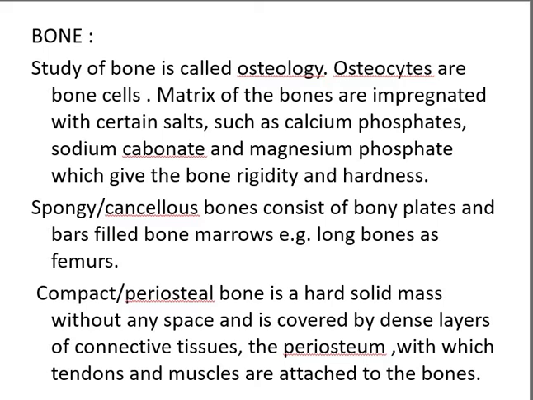Compact or periosteal bone is a hard solid mass without any space and is covered by dense layers of connective tissues. The periosteum is that with which tendons and muscles are attached to the bones.